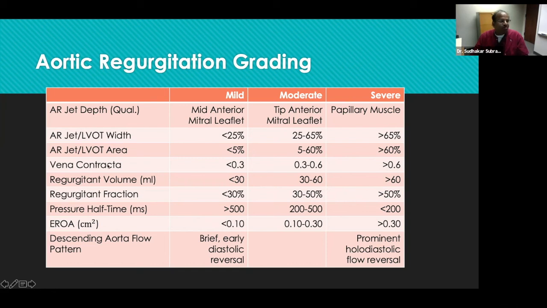So the easy way to remember: start with the AR jet width right at the LVOT in relation to the width of the LVOT. That gives a rough sense of the grade. And then if you need to, you can do a vena contracta. Remember, all these parameters work more favorably for a central jet. If it's ever an eccentric jet, it's always going to be challenging to get ideal quantitative measures. So by default, you always say it's severe unless you disprove it with other methods.